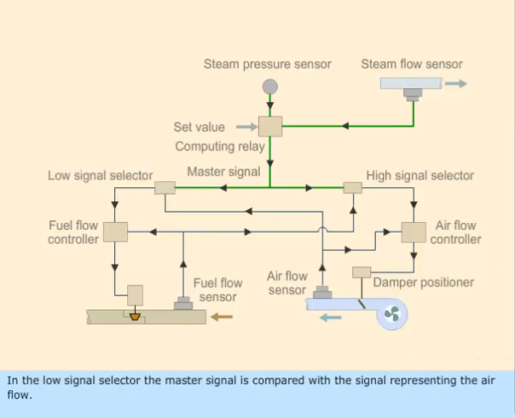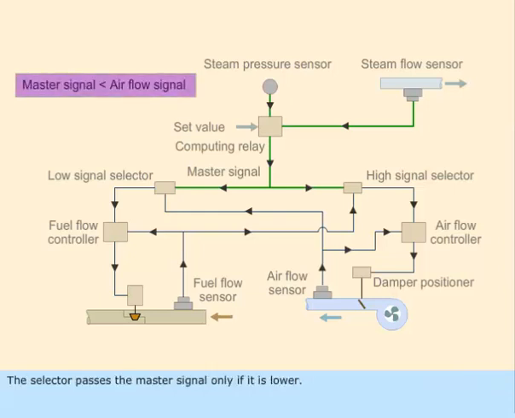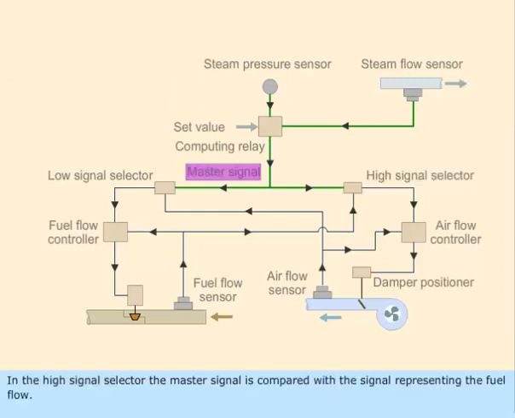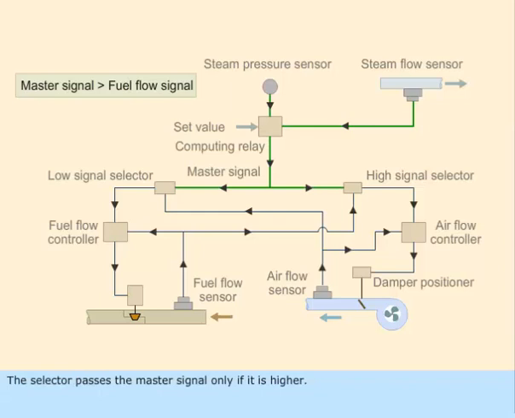In the low signal selector, the master signal is compared with the signal representing the airflow. The selector passes the master signal only if it is lower. In the high signal selector, the master signal is compared with the signal representing the fuel flow. The selector passes the master signal only if it is higher.